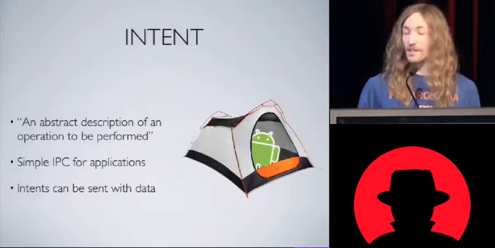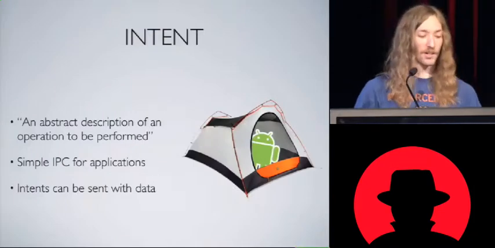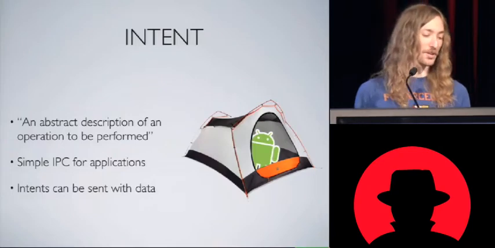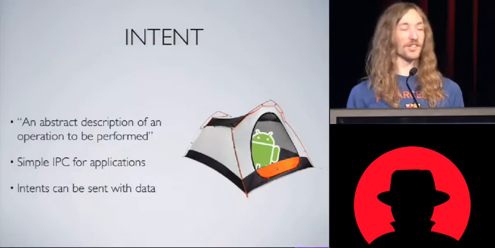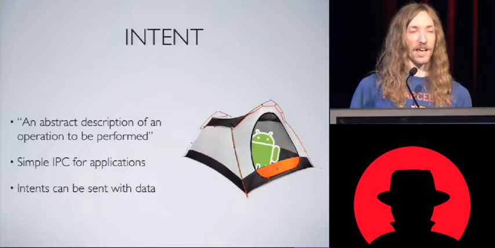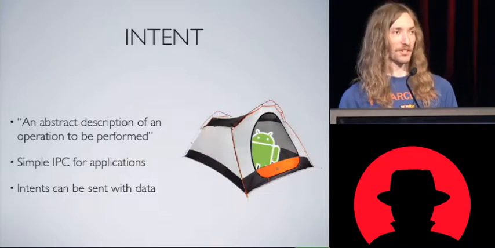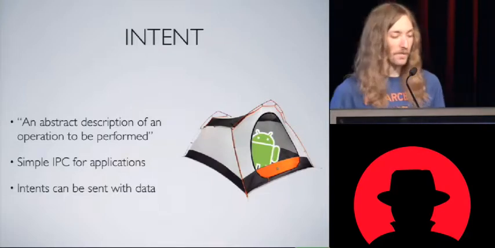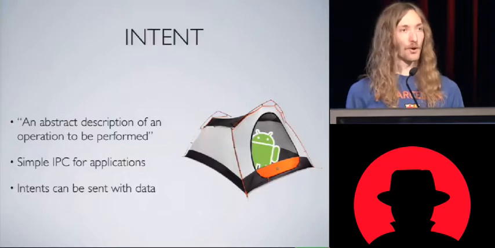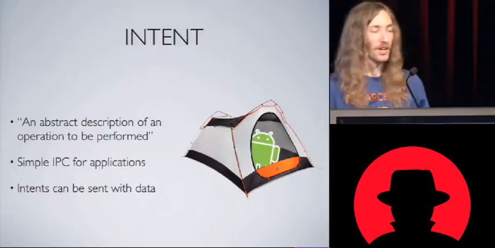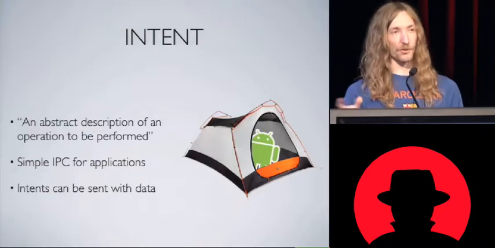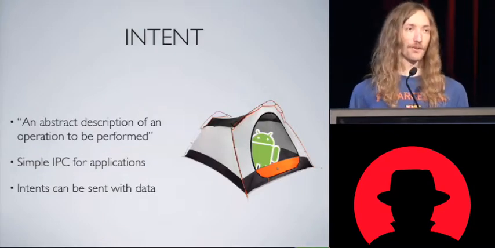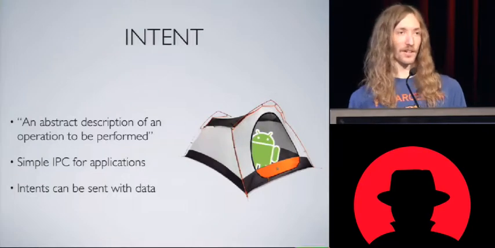Intents. So Android intents are basically, in the documentation, an abstract description of an operation to be performed. This is essentially just a simple data structure of an action and data associated with it that's passed in the form of a URI. We use this as a low overhead IPC between applications so that we can say, hey, we want to start a browser, here's a URI for this, or we want an action view, here's some content data.